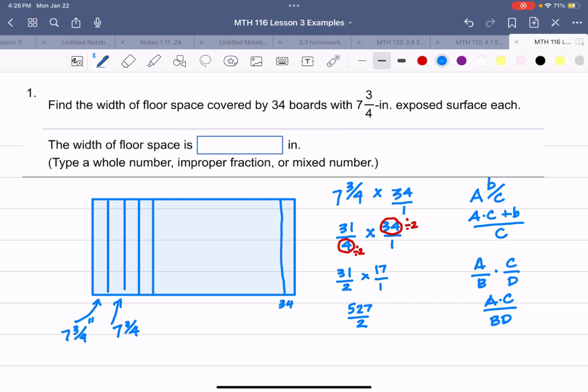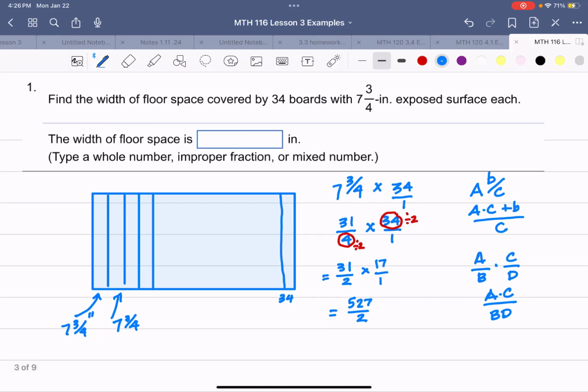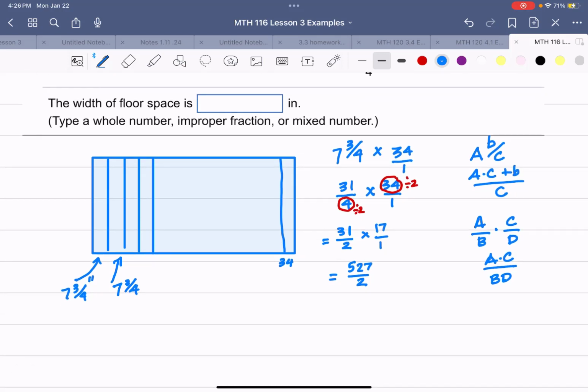Now we would never go to Home Depot or some other hardware place and say we need 527 over 2 inches of anything. What we would do is we would divide 2 into 527, and if we have a remainder, it would be 1/2. So the answer would be 263 and 1/2. When you divide 527 by 2, it's 263 and 1/2.